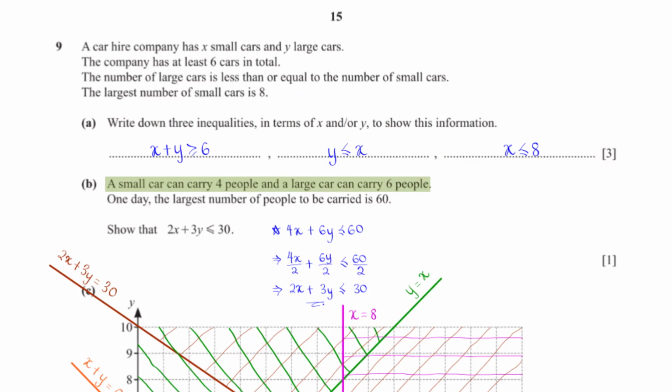A small car can carry 4 people and a large car can carry 6 people. One day, the largest number of people to be carried is 60. Show that 2x plus 3y is less than or equal to 30. So the number of people carried by the small cars, which is 4 times x, plus the number of people carried by the large cars, which is 6 times y, does not exceed the number 60, and so is less than or equal to 60. When we divide through this inequality by the common factor 2, we get 2x plus 3y is less than or equal to 30.